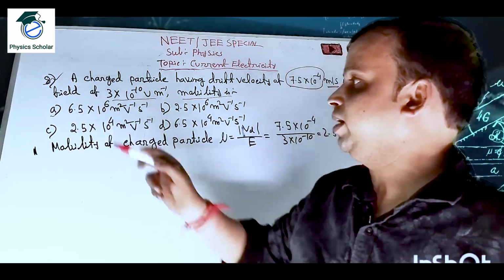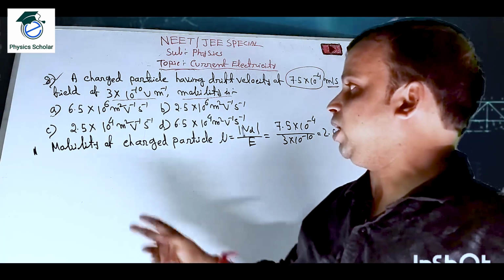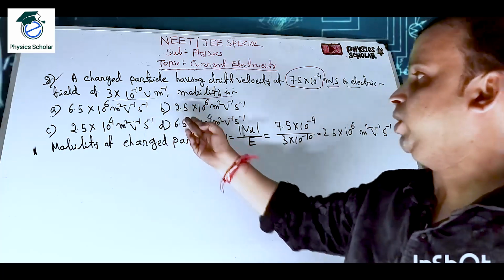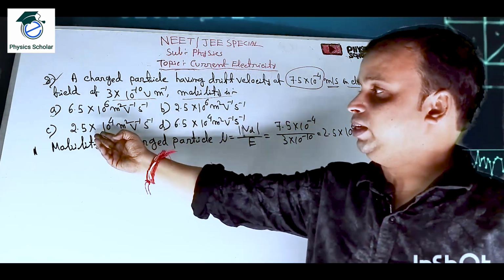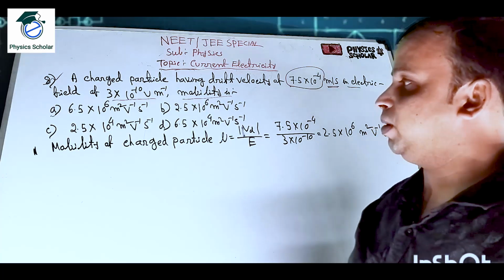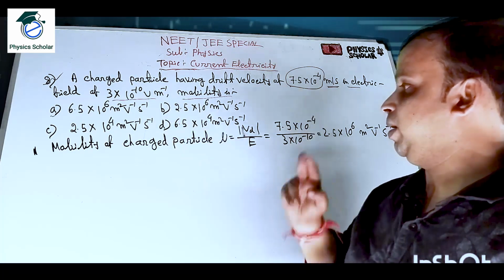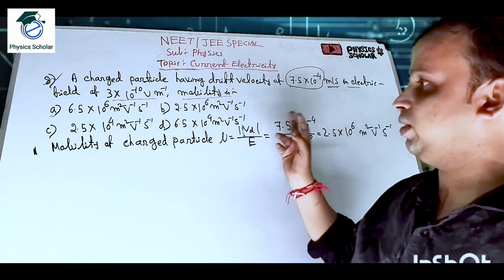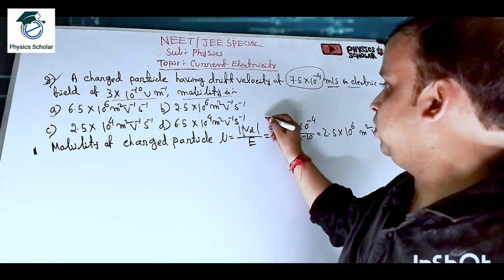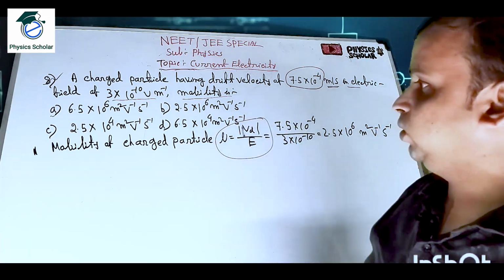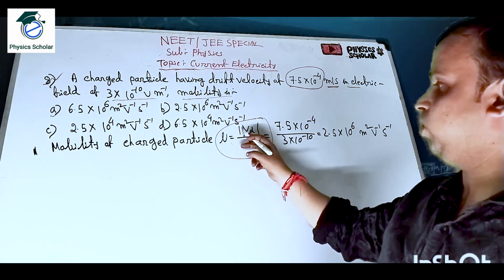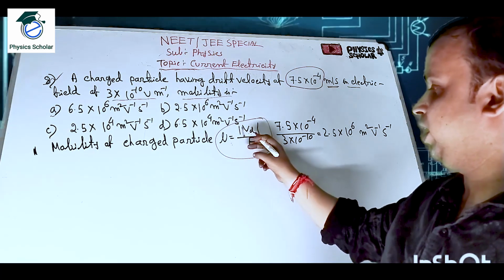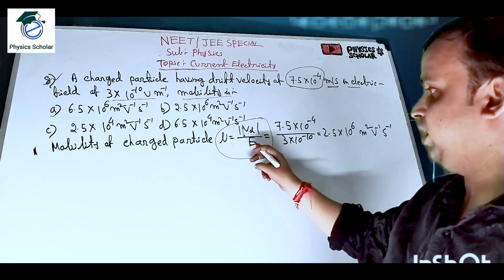Option A 6.5 × 10⁶ meter square per volt per second. Option B 2.5 × 10⁶ meter square per volt per second. Option C 2.5 × 10⁴ meter square per volt per second, and D 6.5 × 10⁴ meter square per volt per second. So it is only simple use of the formula. Clear? So the mobility of a charged particle, mu, remember the formula, mu is equal to mod of Vd by E.